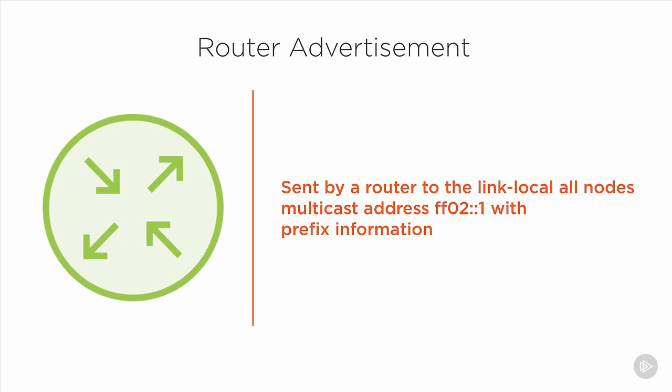If there's an IPv6 router on the link, it will send a router advertisement, which is ICMP v6 type 134, an RA message to the FF02::1 multicast address, which is the link local all nodes multicast, with the prefix information. The host then assigns itself an IPv6 address based on the prefix information and the modified EUI64 algorithm. It also installs the responding router as its default gateway.